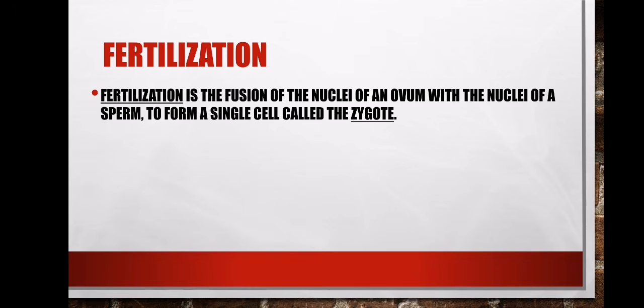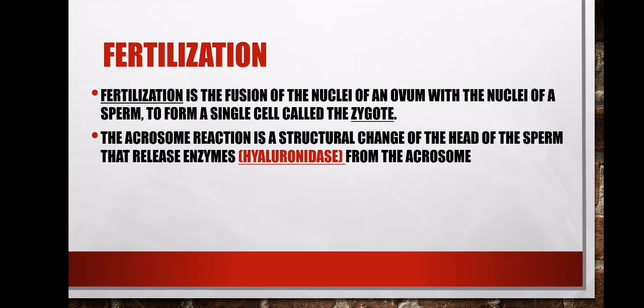Once it fuses with the egg cell nucleus, it will form a diploid, which is called what? Which is called a zygote. But let's look at it in this presentation.